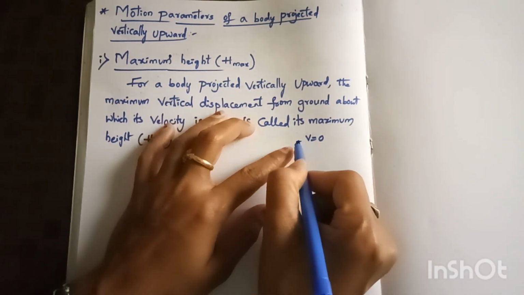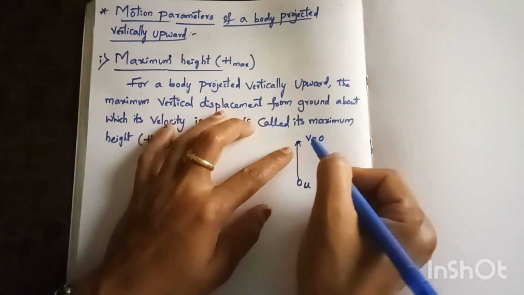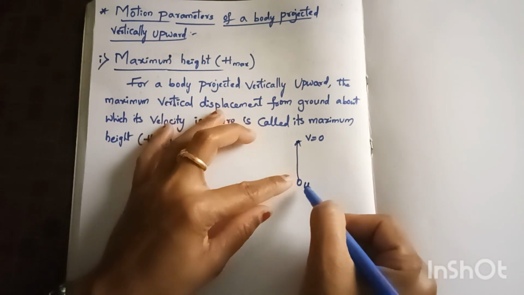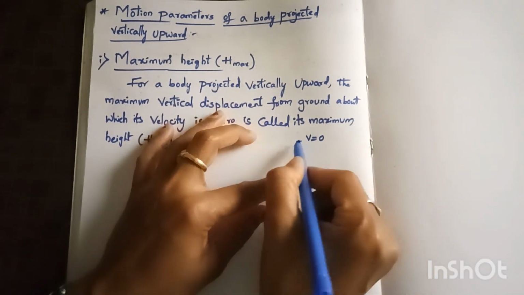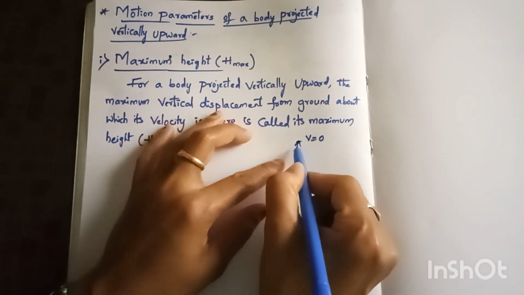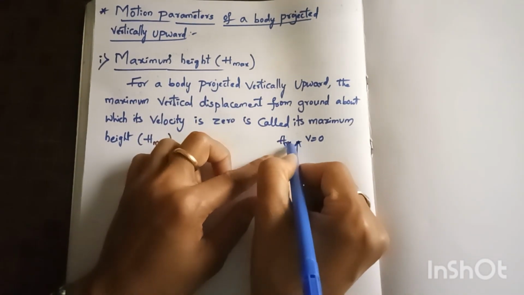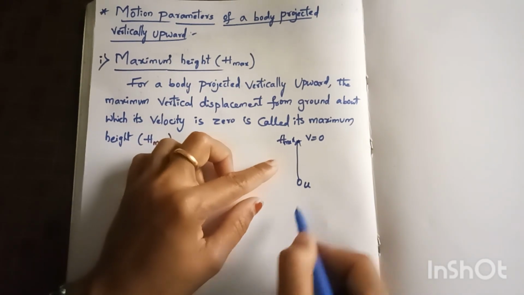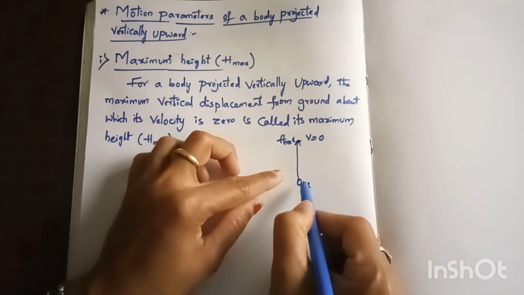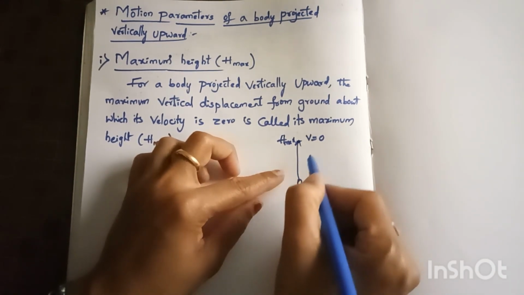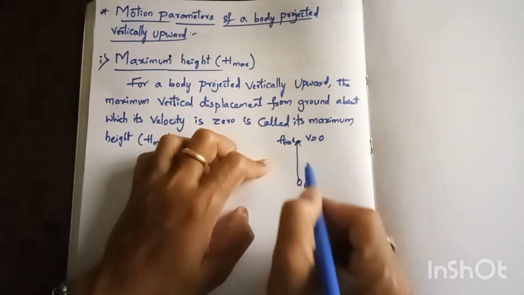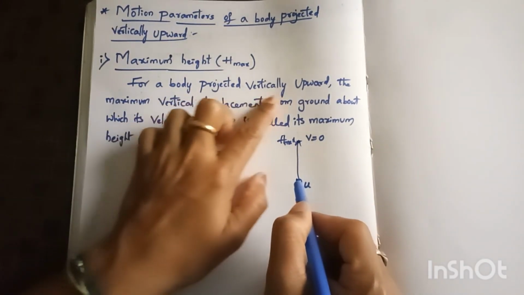At this point the object comes to rest. Then it automatically falls freely and comes back to the point of projection. So the point where the velocity becomes 0 is considered the maximum height. What does maximum height mean? It is the maximum displacement traveled by the projected object when the velocity becomes 0. That is called the maximum height for a body projected vertically upward.